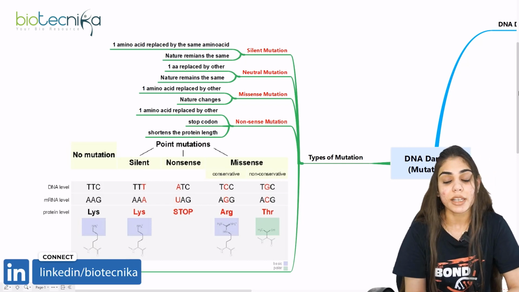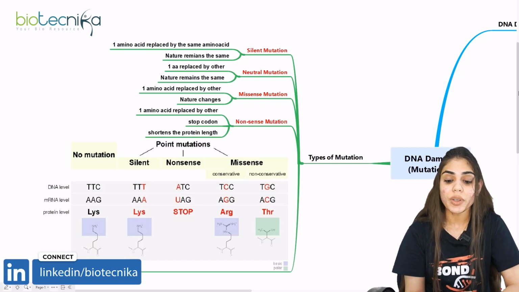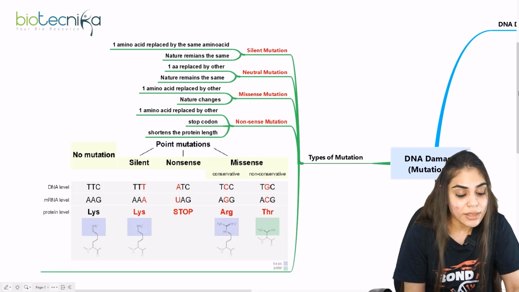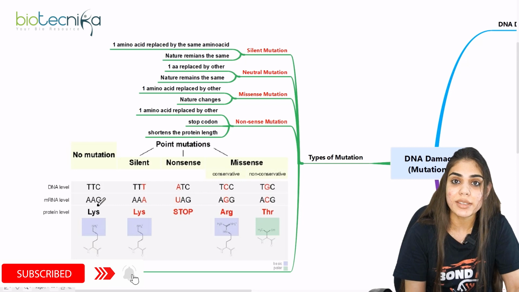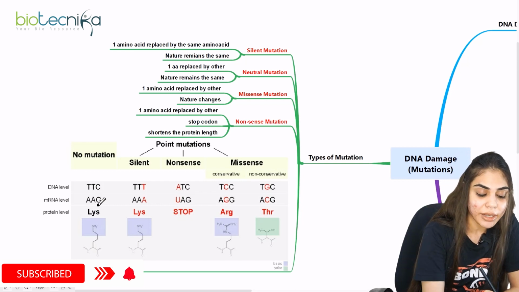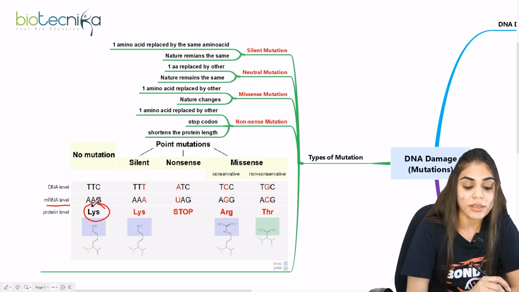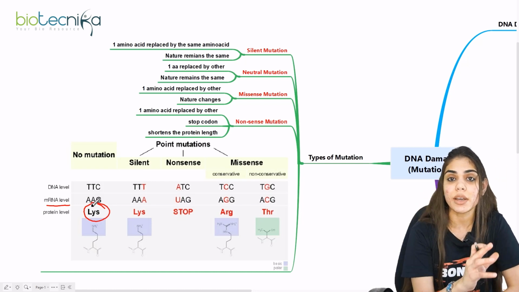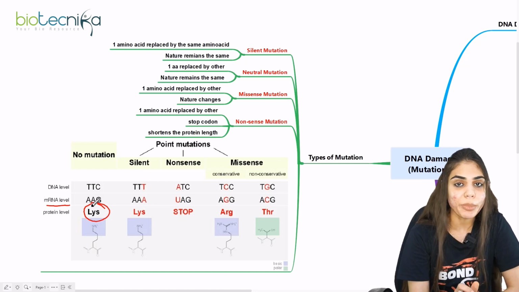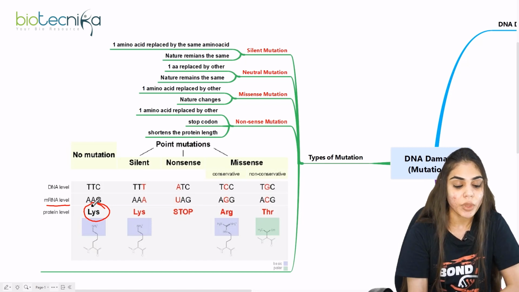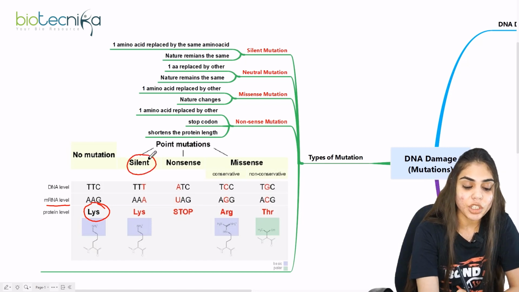What do you understand by silent mutation? As you can see in the diagram as well, this is TTC, that is the codon for DNA or the sequence in the DNA. This is the mRNA sequence, that is AGG, that will encode for a lysine. This is a normal protein, or you can see a wild type where there is no mutation, no damage in DNA. But what if silent mutation takes place?